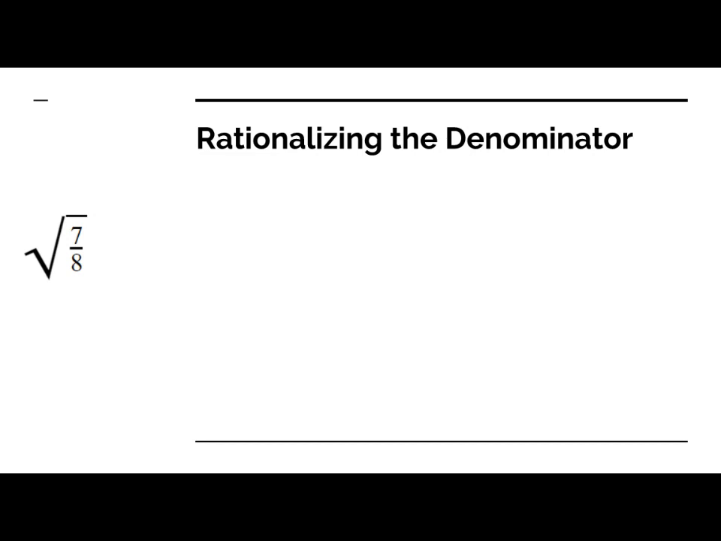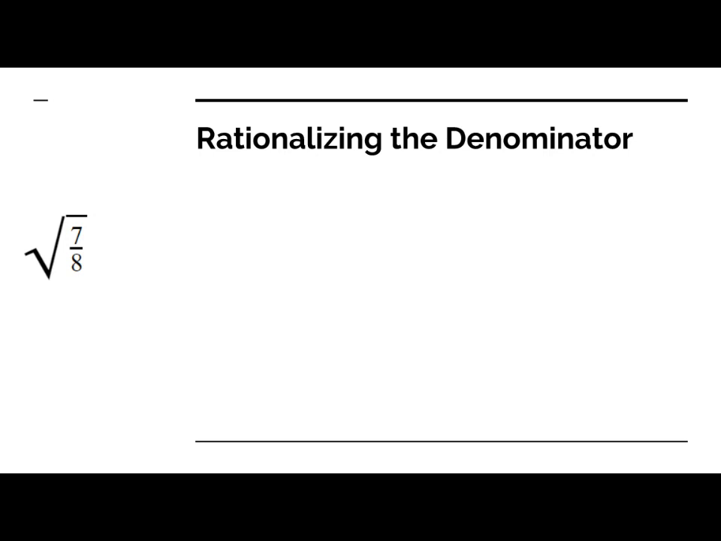Rationalizing the denominator. For some reason, mathematicians don't like to have a square root in the denominator. There are some reasonable explanations for that, but it's more or less like putting your pinky out when you drink, or don't put your elbows on the table. It's just not proper. So looking at this problem here, we've got the square root of 7/8.